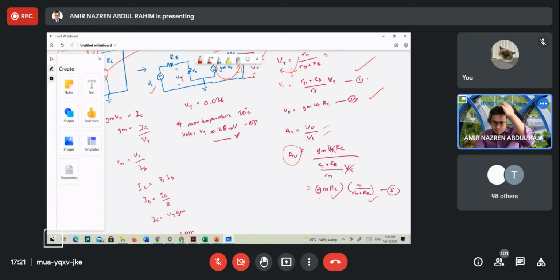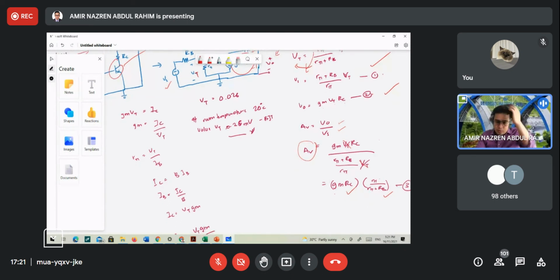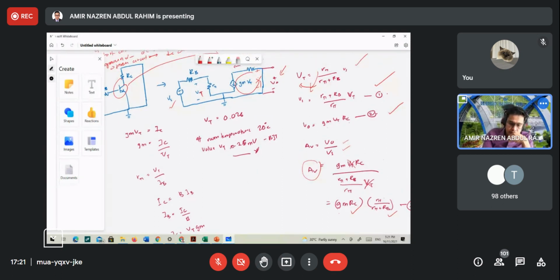So to find the value of R pi here, we already know IB. So we need to know VT. What is VT? VT divided by IB, we can get the value of R pi.